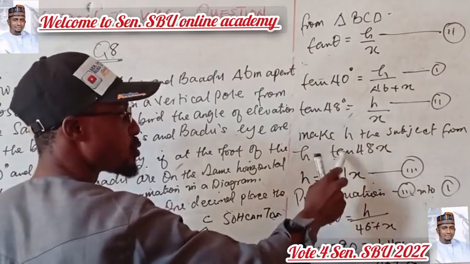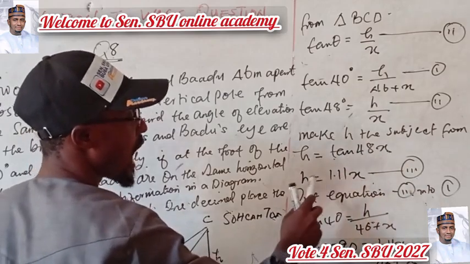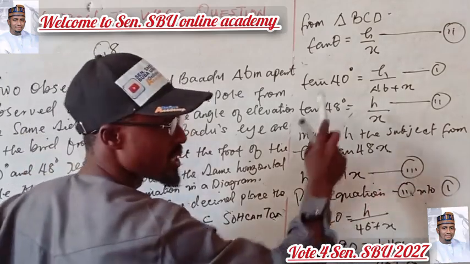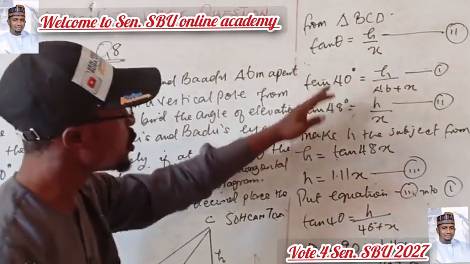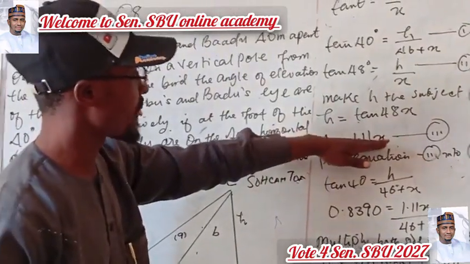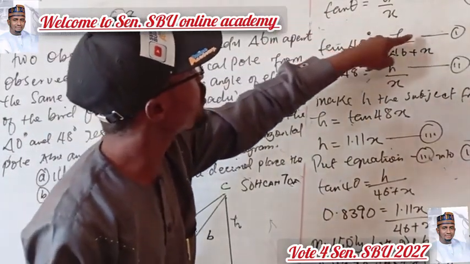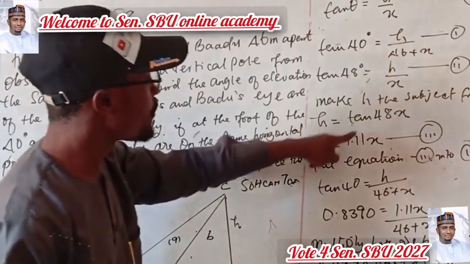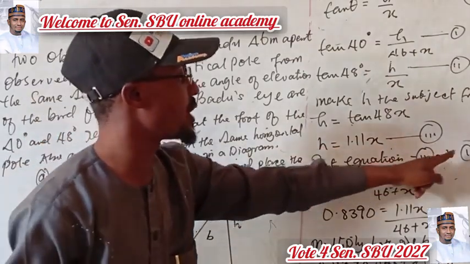And tan 48 is 1.11. Therefore, 1.11 times X is 1.11X. Our H is now 1.11X. We call it equation 3. Therefore, we use equation 2 to get H equals 1.11X. Therefore, in place of H now in equation 1, we will not put H again, we now put 1.11X. We now say put equation 3 into equation 1.